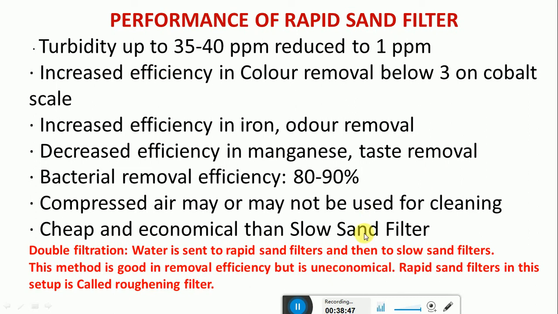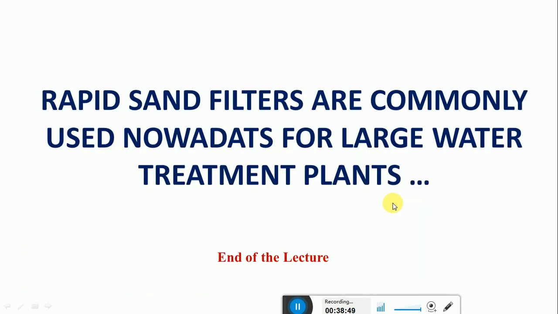So this is about the slow sand filter and rapid sand filters. Rapid sand filters are commonly used nowadays for large water treatment plants. They are very common because of the advantages: they require less space and the rate of filtration is high. So far we have seen the theory of filtration, slow sand filters and their working, rapid sand filters and their working, and cleaning and backwashing of both the slow sand filter and rapid sand filter. And we shall see the comparison and other things.